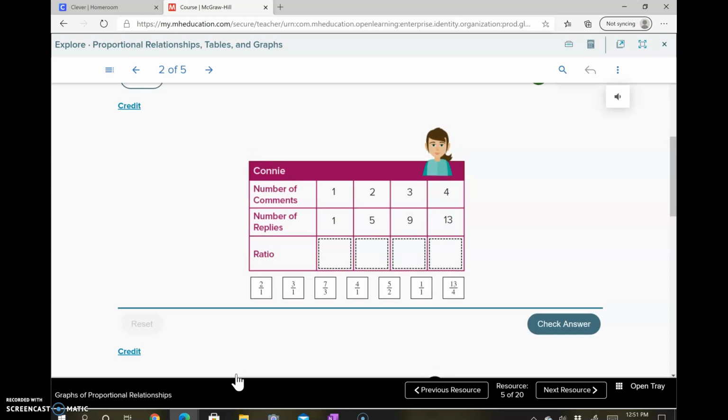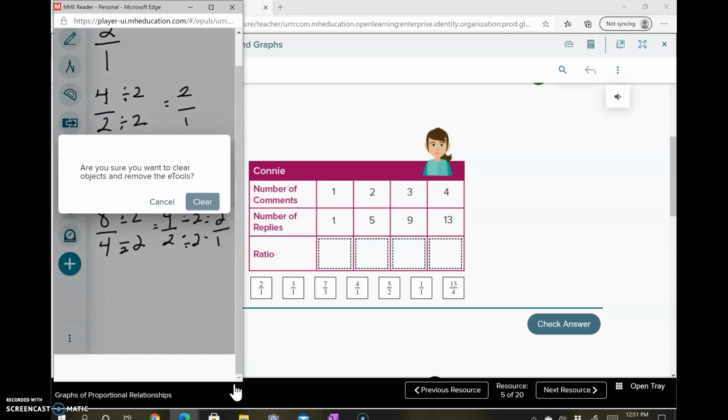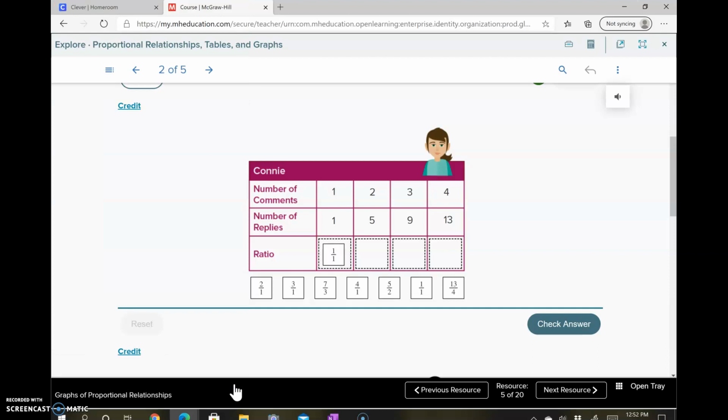All right, so now we have Connie. So we're going to go ahead and clear all our math from our first one. So Connie, remember, we're doing the number of replies to the number of comments. So that's 1 to 1. I don't need to do anything else. My denominator is already 1, so I'm going to drag that over.